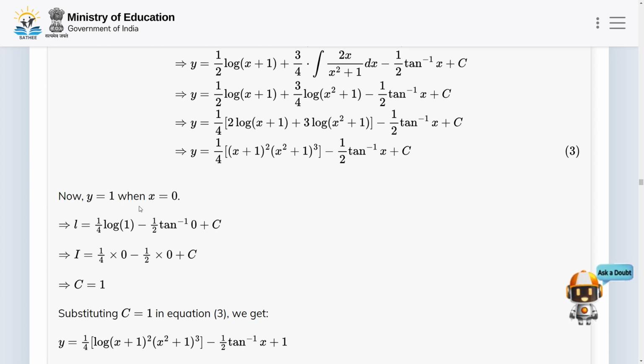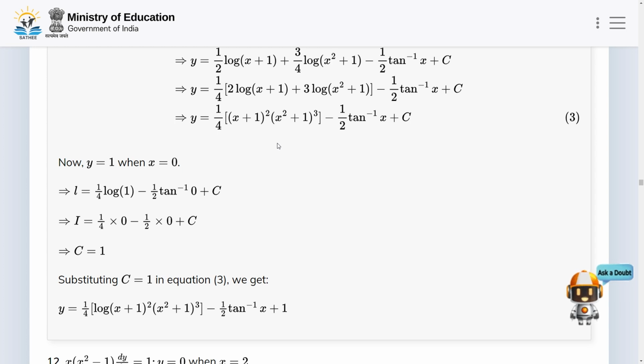Now the condition given to you is when x is equal to 0, y is 1. So put x is equal to 0. The tan inverse term will be 0. The log term will be log of 1, so 1 by 4 times log 1. Clear? I hope it is clear to you.